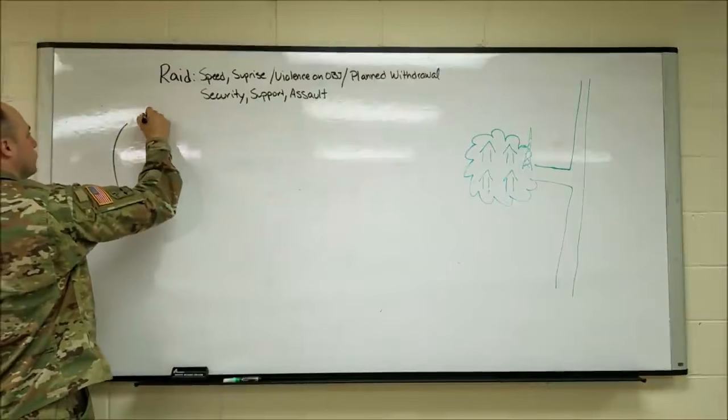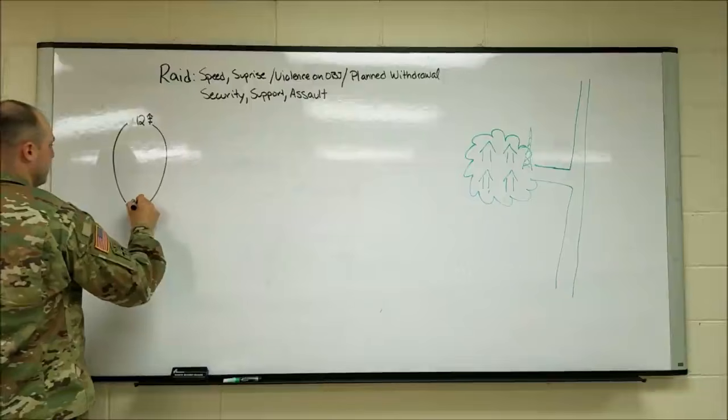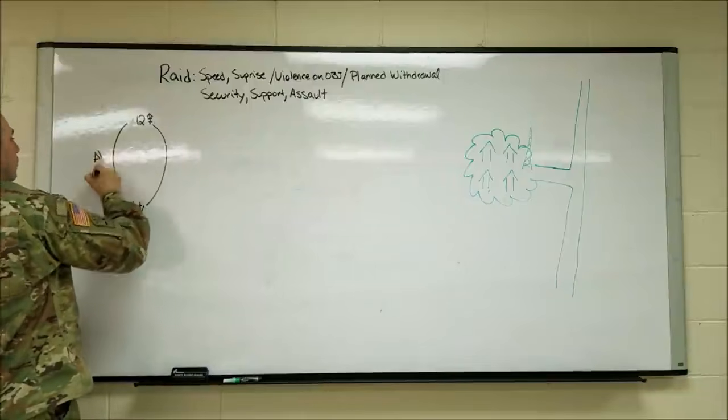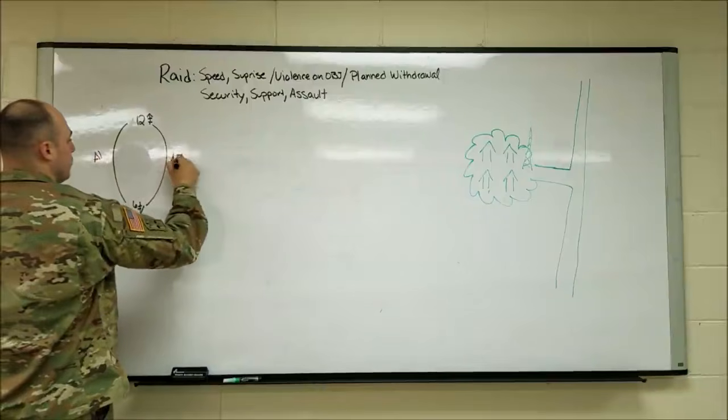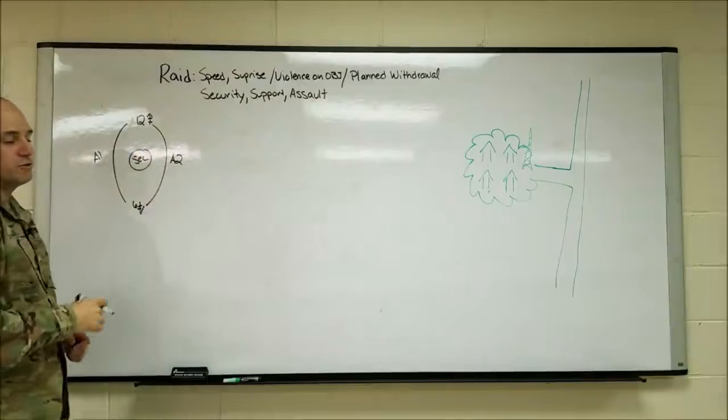We've got a gun to the 12. We've got a gun to the 6 from our weapons squad. We've got our Assault 1 squad on the left, Assault 2 squad on the right, and we've got our security squad in the center, prepping for our leader's recon.